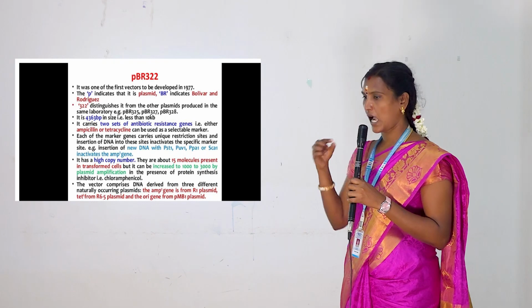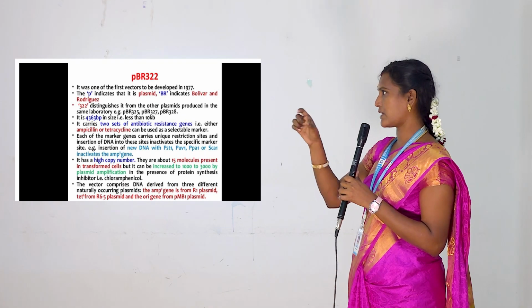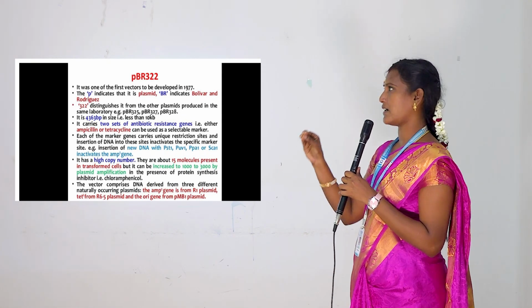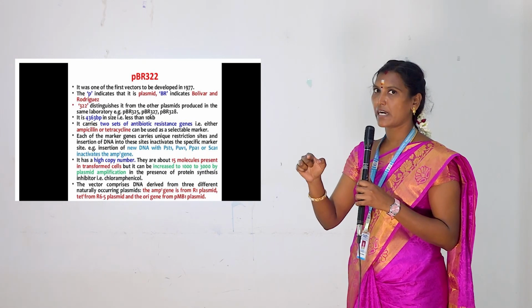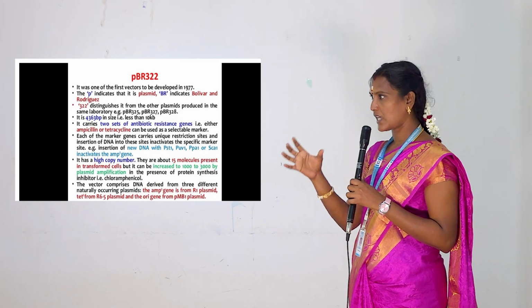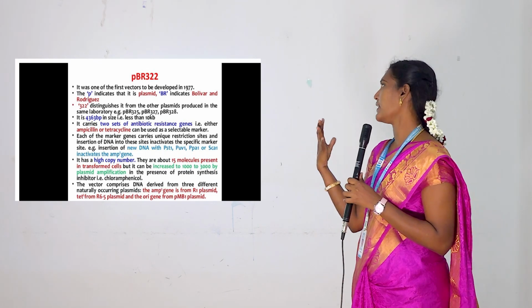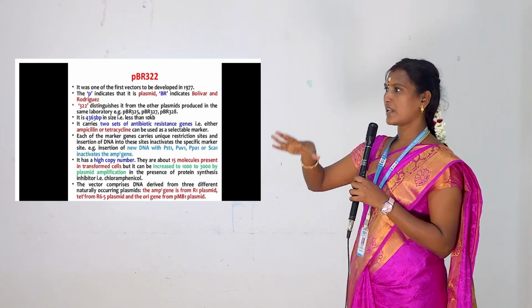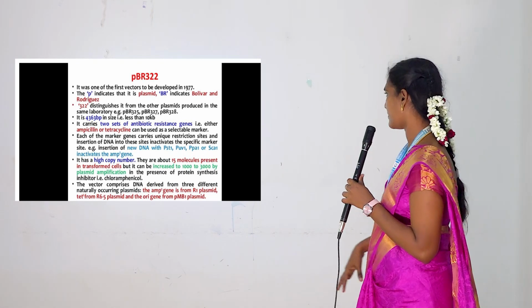If we insert our gene of interest in that multiple cloning site which is present in the selectable marker, a process occurs called insertional inactivation. If we insert our gene of interest, the already existing ampicillin resistance will be turned to ampicillin sensitivity. Based on this only, we can select which cell is transformed and which cell is not transformed.